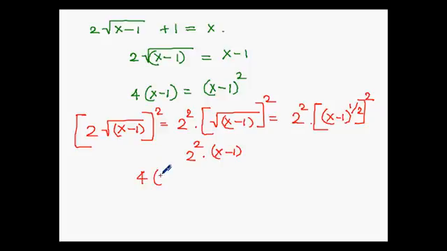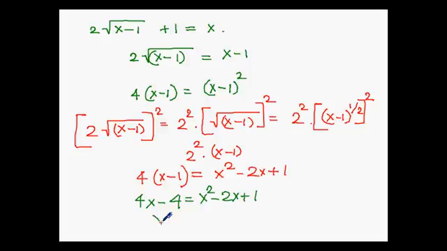So 4 times x minus 1 is equal to x minus 1 the whole squared, and you could simplify that as x squared minus twice of x plus 1. And when you open the brackets on the other side, you get 4x minus 4 is equal to x squared minus twice of x plus 1. And you could bring the entire expression to one side and make it a quadratic expression, which gives you x squared minus 6x plus 5 is equal to 0.